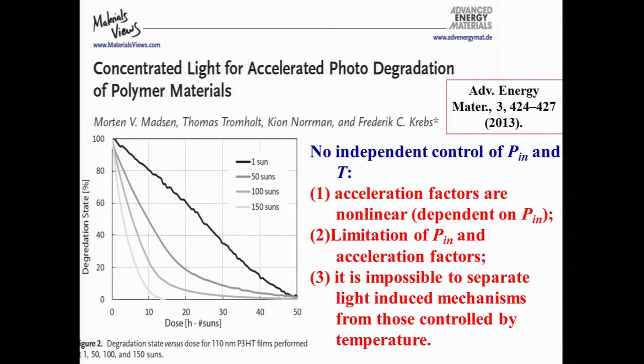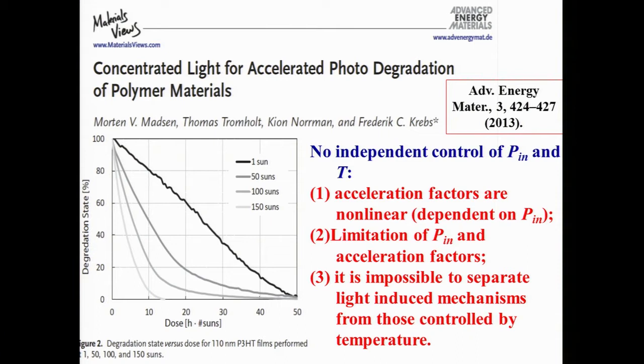If you see, they measured at one sun, and then they increased it to 50 suns, 100 suns, 150 suns, and plotted it as a function not of time or intensity, but of the dose in sun-hours. If everything were linear, it should be the same curve, but it's not. It's a huge difference. The simplest answer: the problem is the temperature, because the temperature is different.